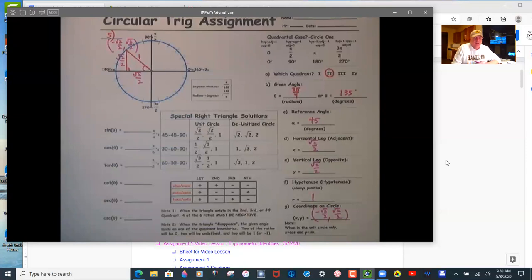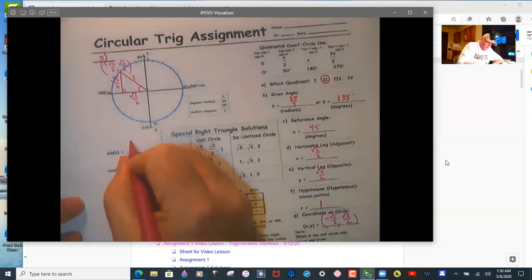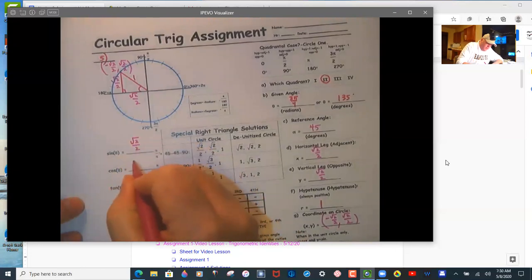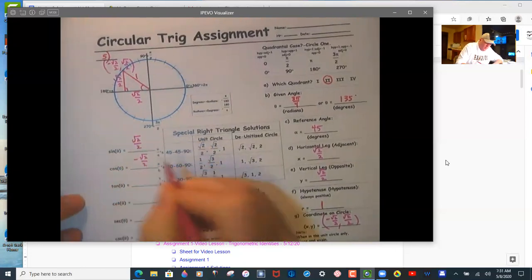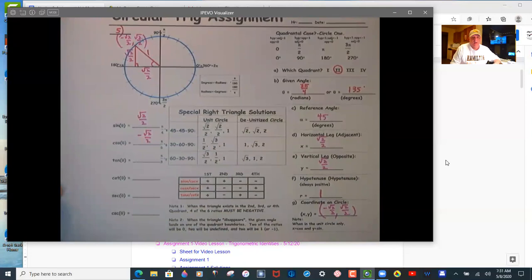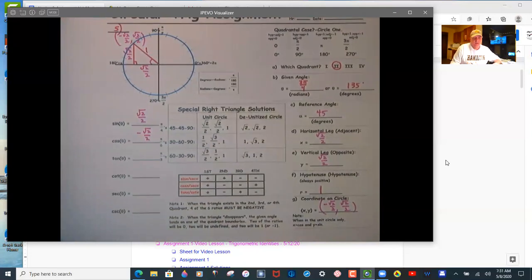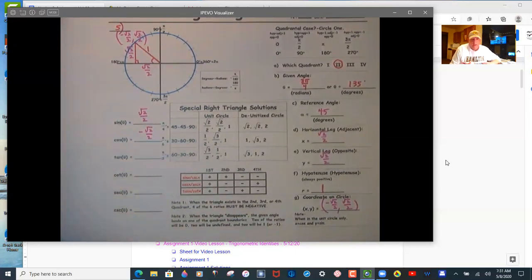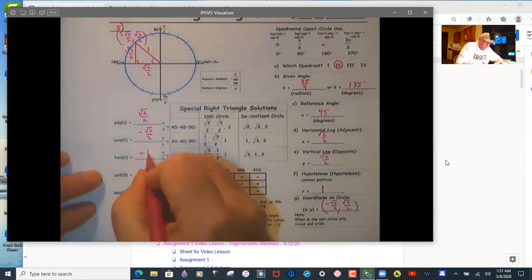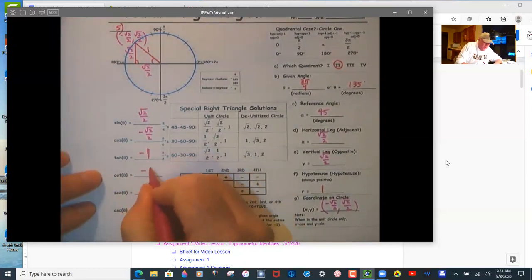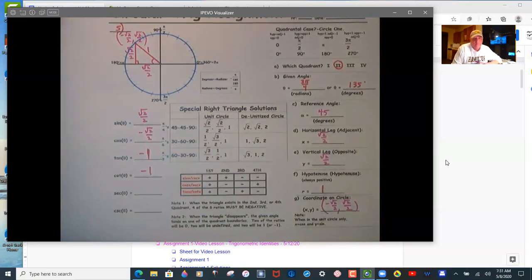So remember, the sine is the y value on the unit circle. Don't write these backwards. And the cosine is the x. Some people were mixing that up as we did the assignment. So the tangent is sine over cosine. Well, when we divide these, that's 1. Actually, negative 1. The cotangent is the reciprocal of tangent, which is negative 1.